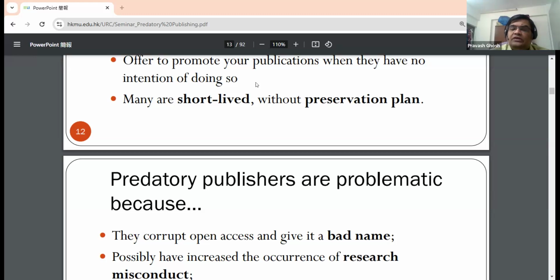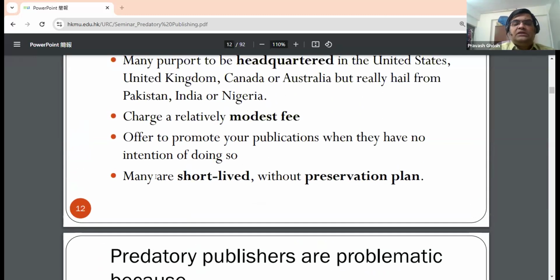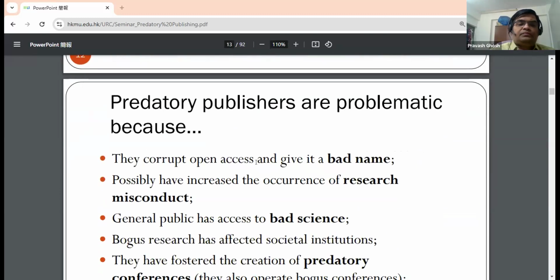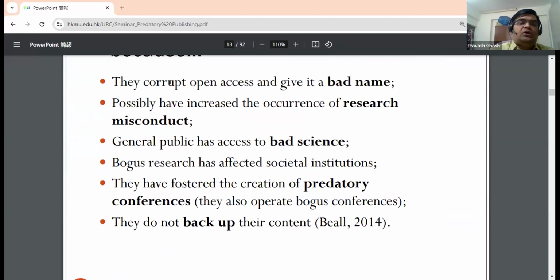And your paper, even if they publish, they will not give you a DOI. Even if they give you a DOI, the DOI will not work properly, right? I will take some predatory journal DOI and show you today that this is not working. Many are short-lived, 3 months, 4 months, 1 year, no preservation plan, no archiving plan. So short-lived.